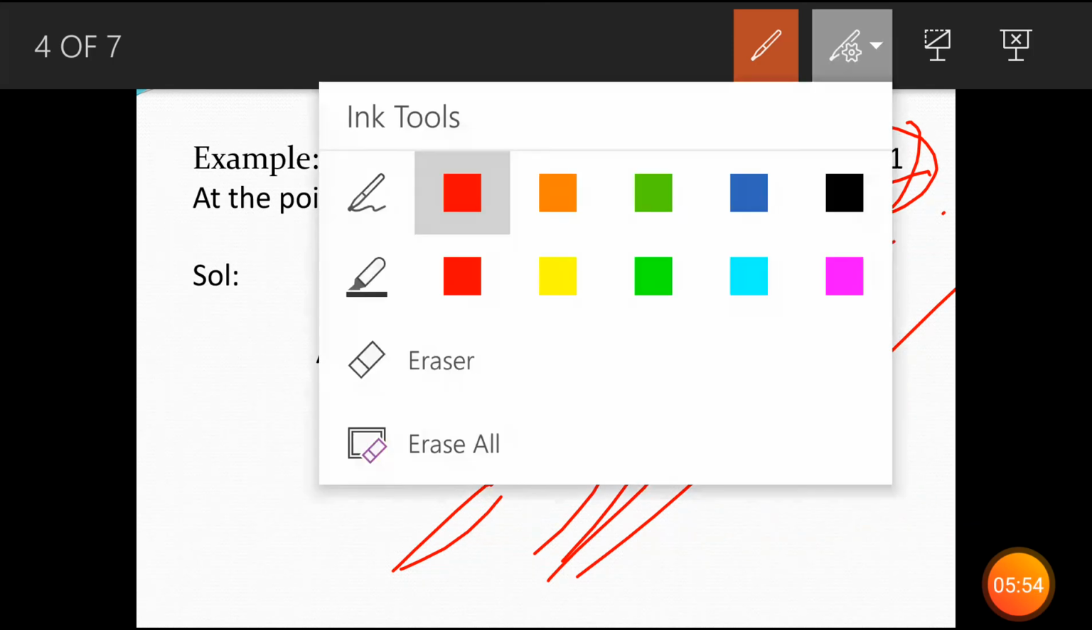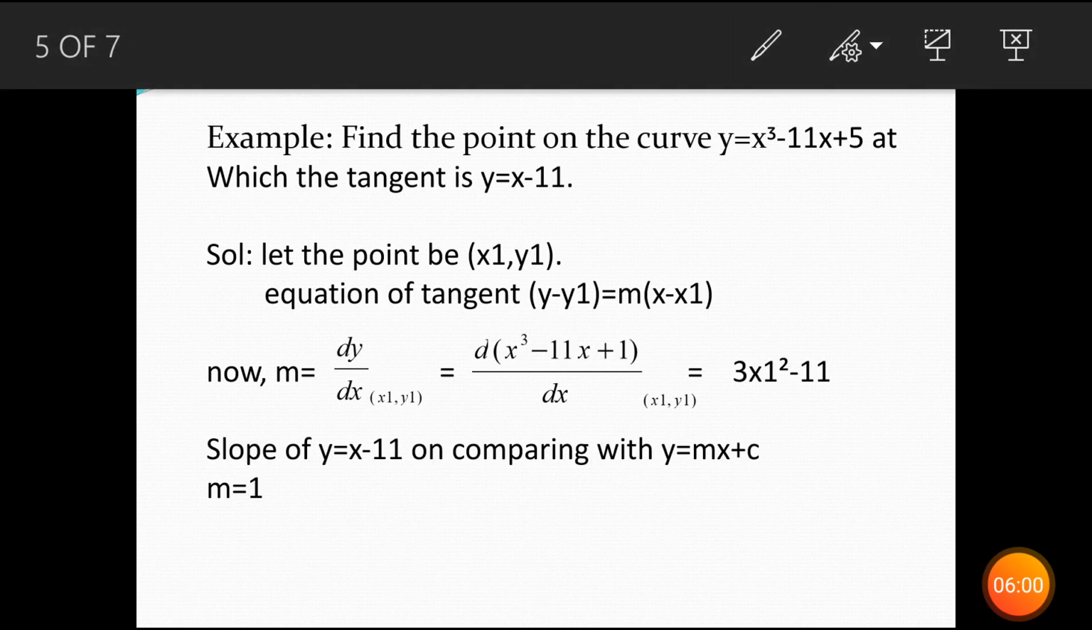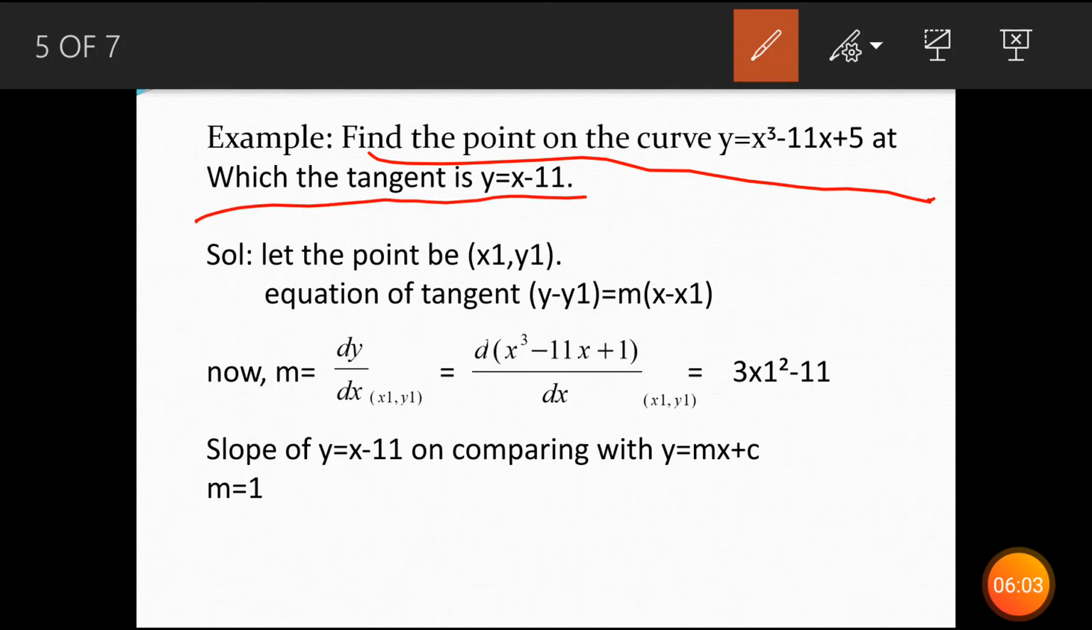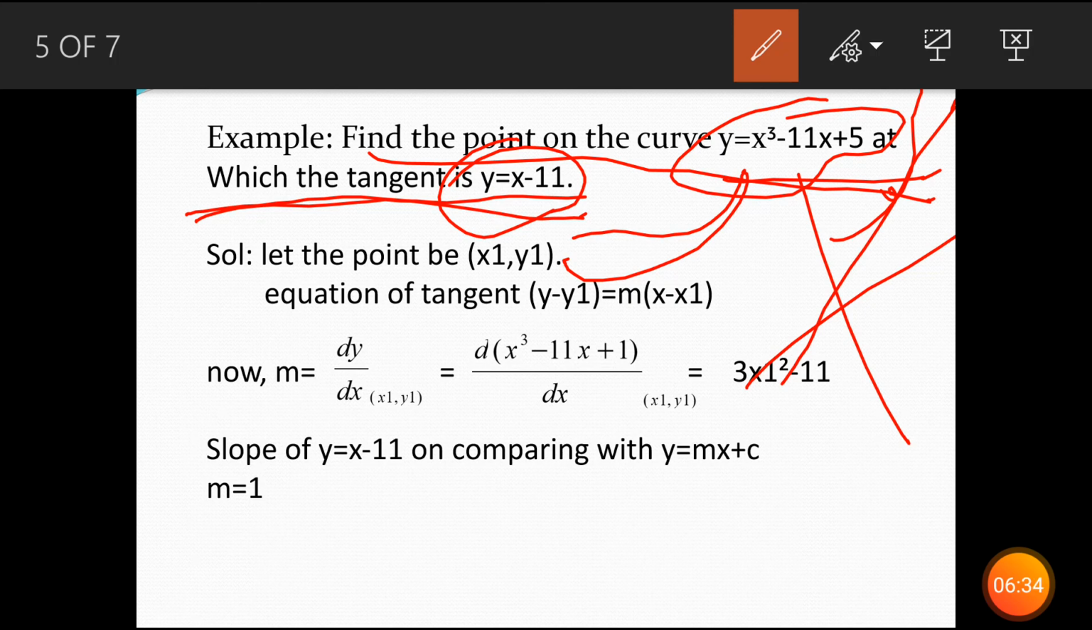Okay, now the next example, that is also very easy. Find the point on the curve at which the tangent is this. See what is given here. They have already given the tangent to you, and the curve is also given to you, and they want you to calculate that point. If you have the curve, you can calculate the slope, and if you have this tangent, then also you can calculate the slope. If you equate both the slopes, then you can find out the point.